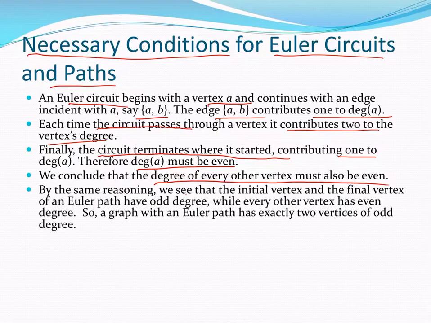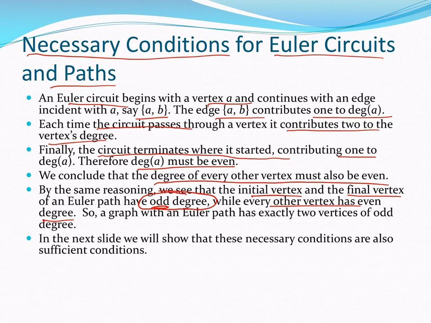By similar reasoning, we can see, and we did see earlier, that if you have an Euler path, then the initial vertex and the final vertex must have odd degree, but every other vertex will have even degree as above. So those will be the necessary conditions for an Euler path. It turns out that these necessary conditions are also sufficient conditions for there being an Euler circuit in the case of all even, or an Euler path in the case of exactly 2 odd.